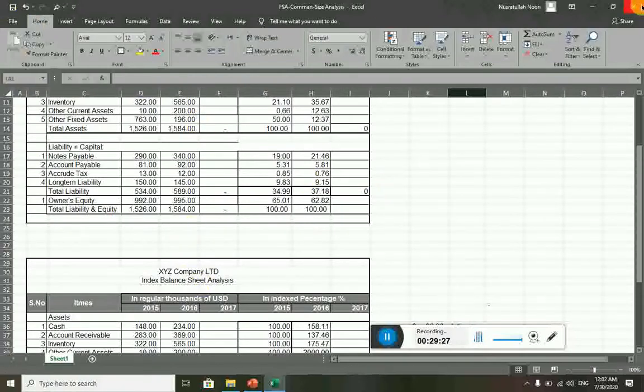Okay, let's close it. I can share these files with you if you want. Please let me know and share your email addresses with me so I can share all these templates with you.